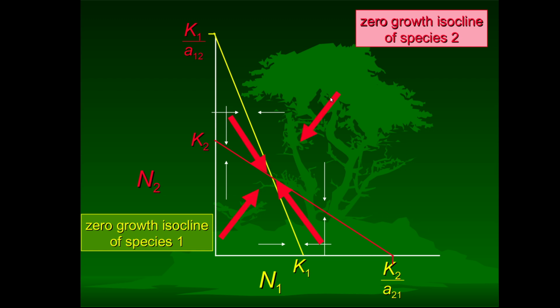And if you're out here, then both will decrease to that point and stop. And if you're in here, then both will increase to that point and then stop. So this is a stable equilibrium, and neither species will exclude the other one. So this is case 4, which is coexistence.